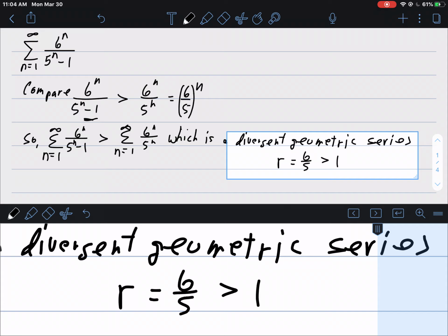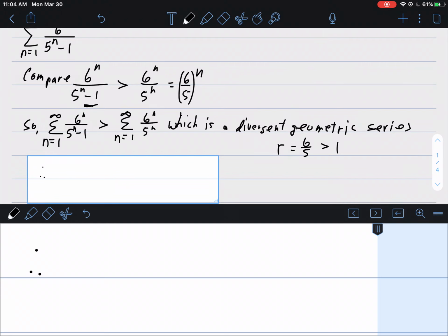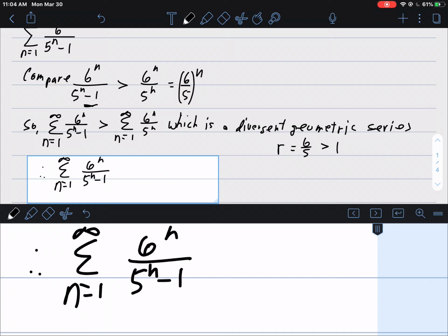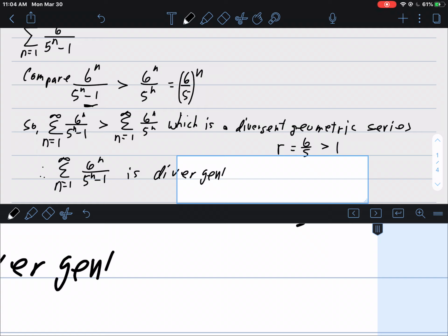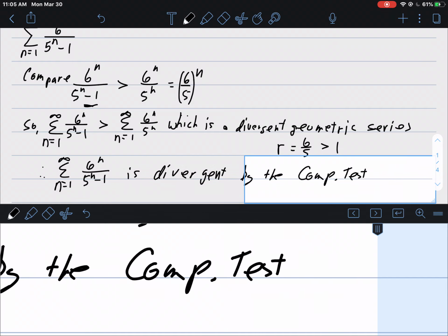And so since our series is greater than a divergent series, therefore the sum as n goes from 1 to infinity of 6 to the n over 5 to the n minus 1 is divergent by the comparison test. The direct comparison test, more specifically, but we just call it the comparison test.